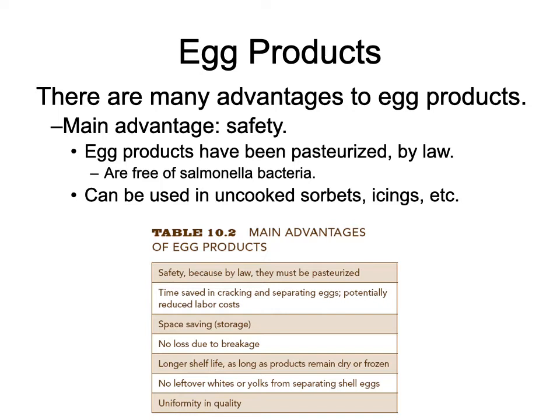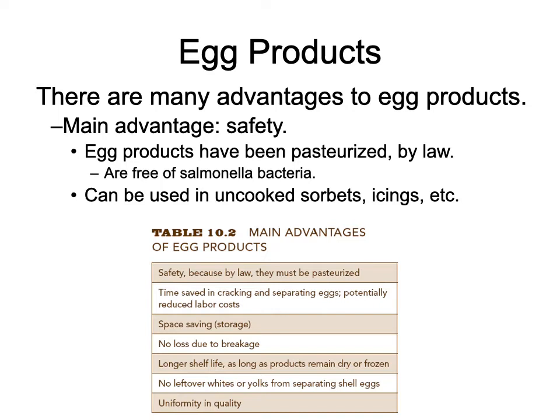You don't have any leftover whites or yolks from separating shell eggs. The reality is that when we're making something with egg yolks, like a creme brulee, we're going to have all these leftover whites. What are we going to do with those whites? Unless we have a use for them, they're probably going to end up in the trash. So we don't end up with loss. We don't end up with waste.